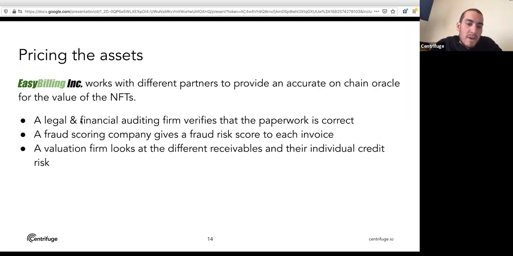A fraud scoring company might give a score to each individual asset that defines the risk of this asset being fraudulent. An evaluation firm can look at the different receivables and the portfolio as a whole, and give an individual credit risk on the chance of default from one of the buyers that they might not pay back their invoice. With this pricing information, we can now create an oracle that gives a price for an NFT and a risk category for an NFT.